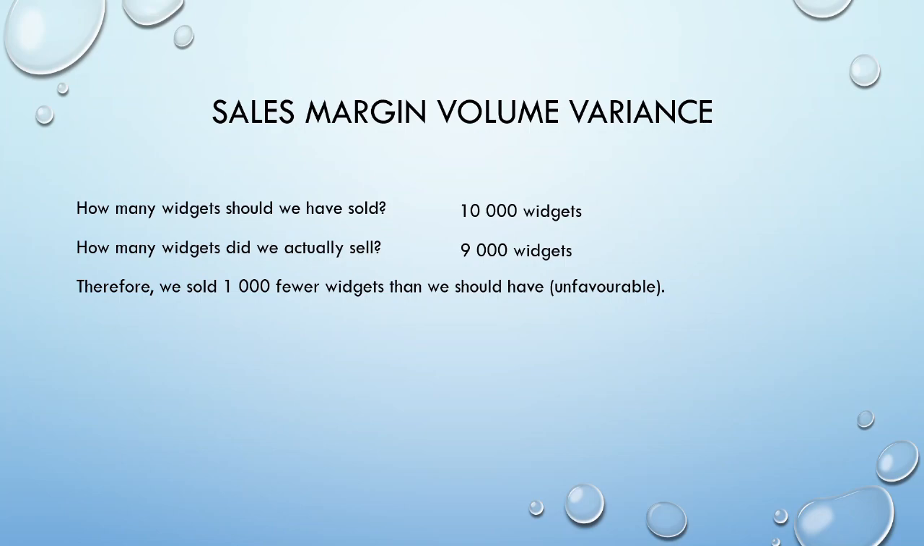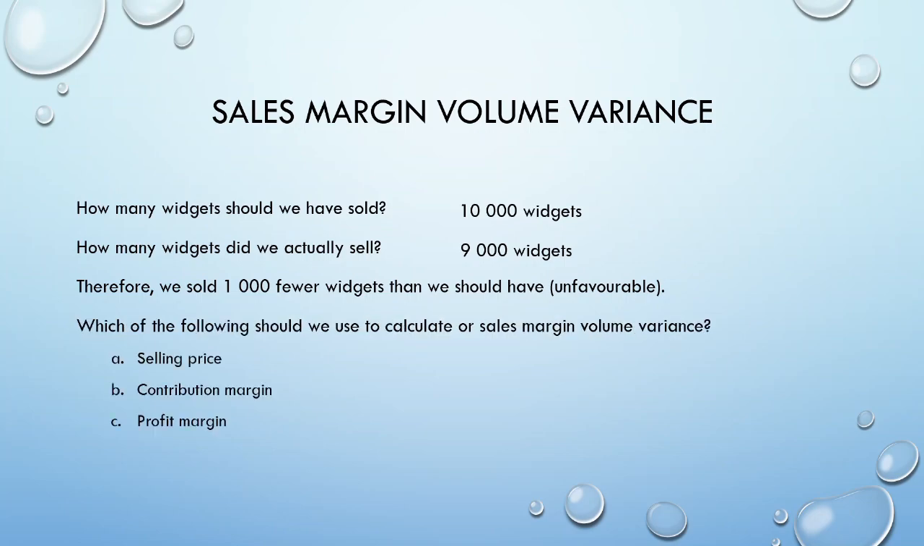And that is, should we use the selling price, the contribution margin, or the profit margin to calculate the Rand value? Take a few minutes to think about it and see which one you think we should be using. For this question, because the company applies a variable costing system, we will use the contribution margin.